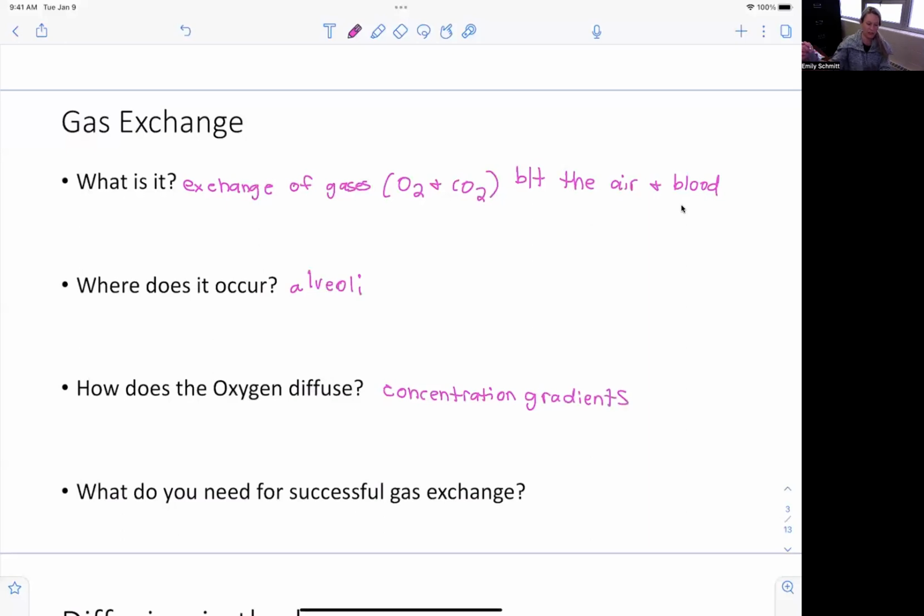And what do you need for successful gas exchange? You need a large surface area and a moist membrane.